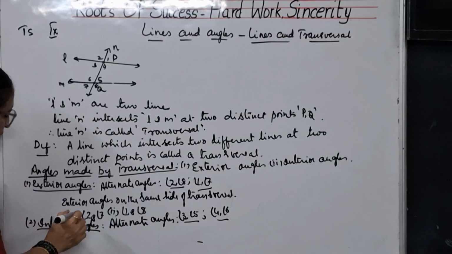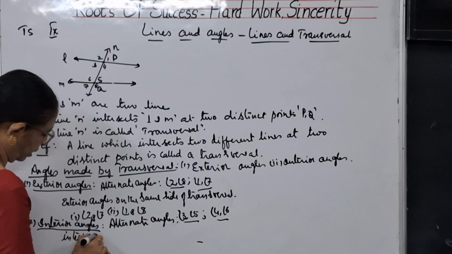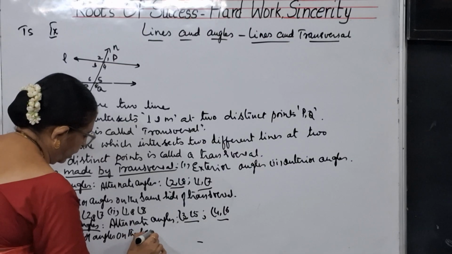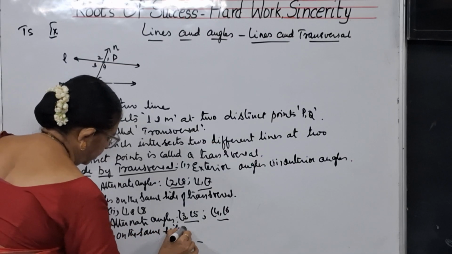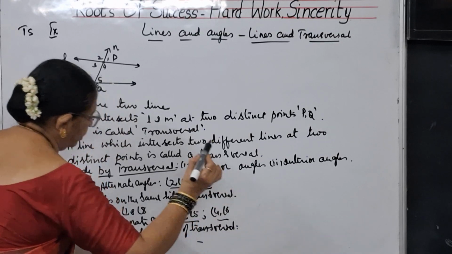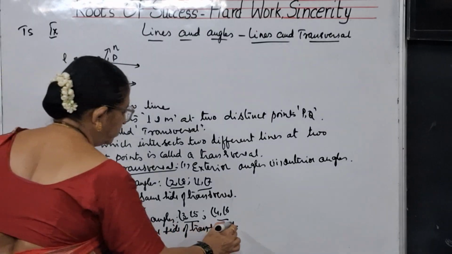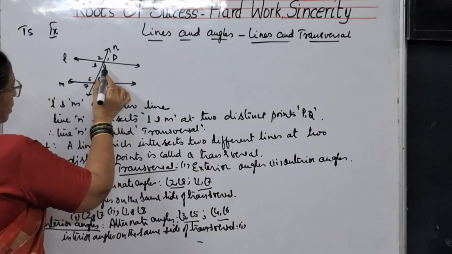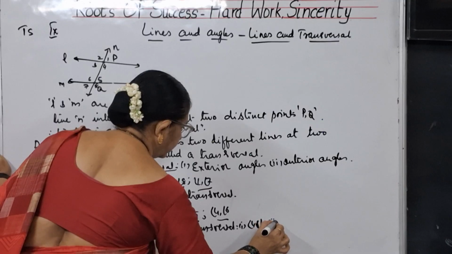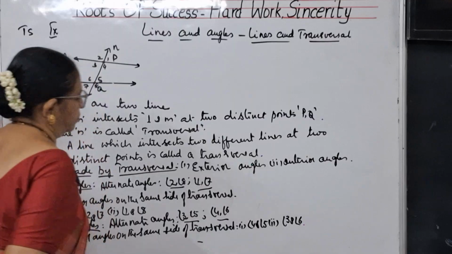And then we have interior angles on the same side of transversal. What are they, children? Interior angles on the same side of transversal. One set is angle 4 and angle 5, and the second set is angle 3 and angle 6.